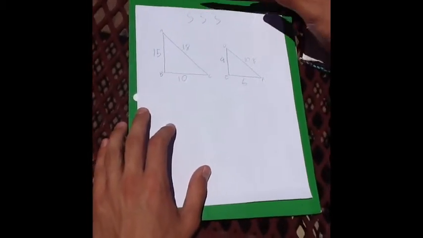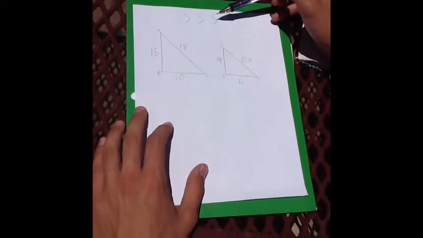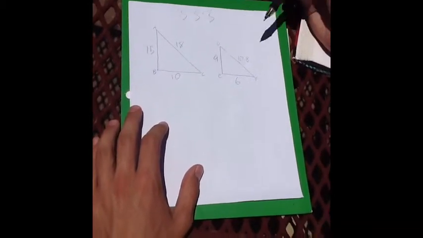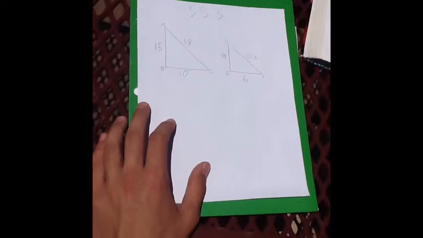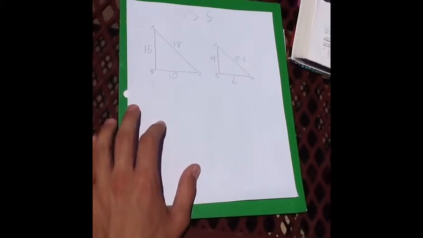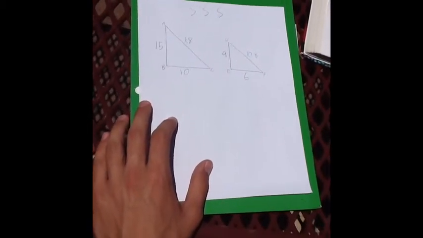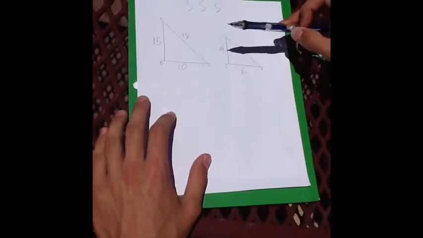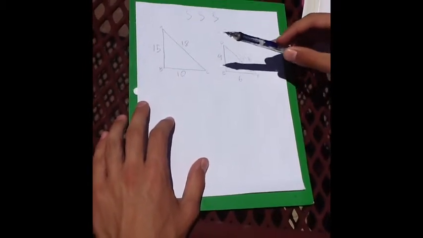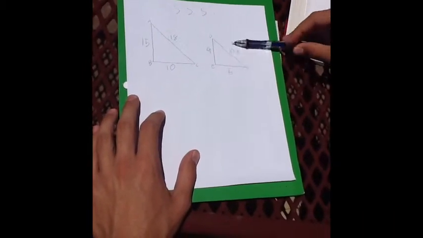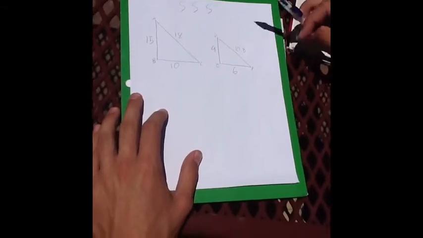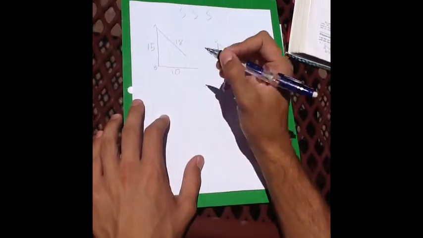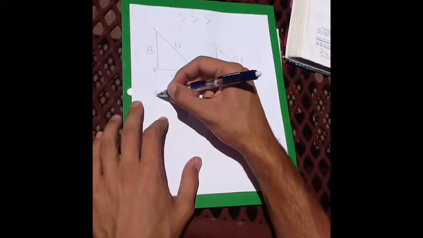Alright, so our next similarity postulate is going to be the side-side-side. Basically all that means is that if three sides of one triangle are proportionate to three sides of another triangle, then the triangles will be similar. So to test that, here I've drawn these two triangles, one with sides 15, 18, and 10, and another with 9, 10.8, and 6.